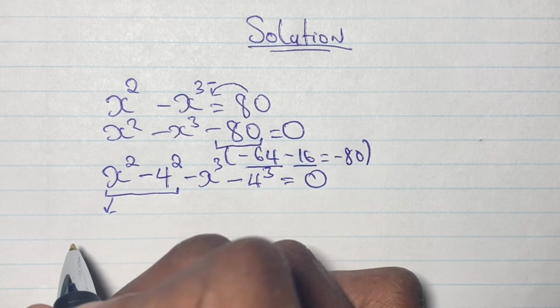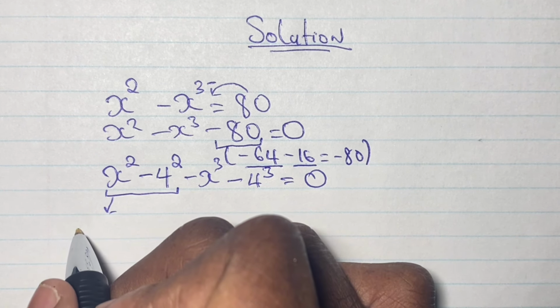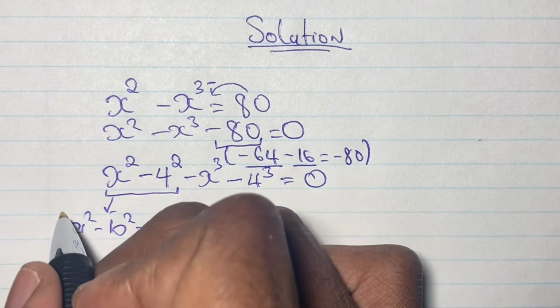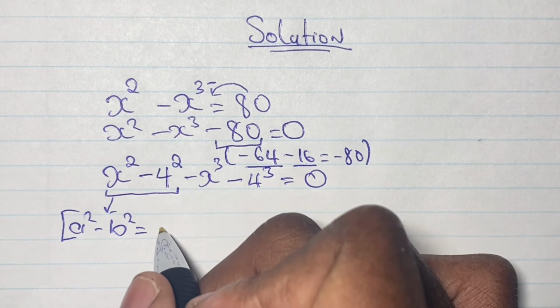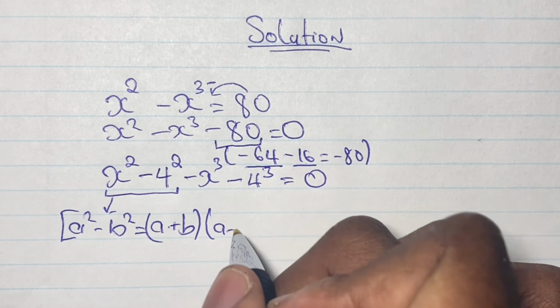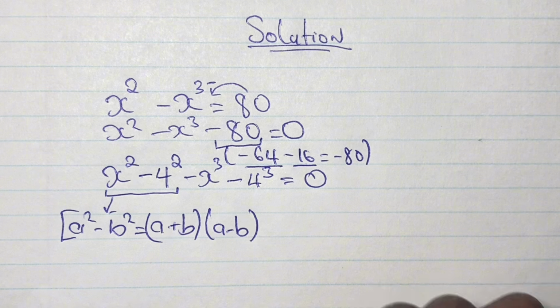So now here we have what is called the difference of two squares, where if we have a squared minus b squared, we can expand this by having a pair of double brackets, with one being a plus b and the other being a minus b.